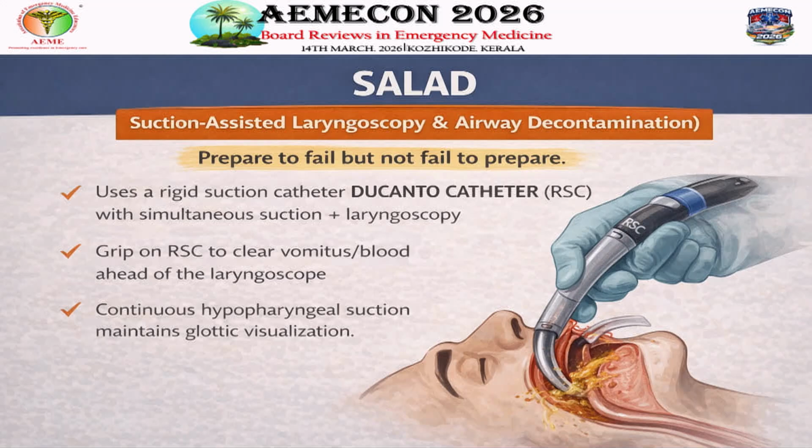In the SALAD technique, we are using something called a DuCanto catheter, which is a rigid suction. Even if you do not have a DuCanto catheter, you can use a wide bore catheter, like a Yankauer can be used, right? So you are going to hold the Yankauer, and simultaneously you are going to hold the laryngoscope, and your catheter should be in front of the laryngoscope, so that whatever blood is coming, it is going to suck it. And with laryngoscopy, you are going to have a clear view. So continuous suction is going on, and you are having a proper glottic visualization.